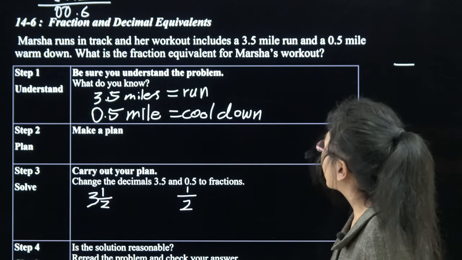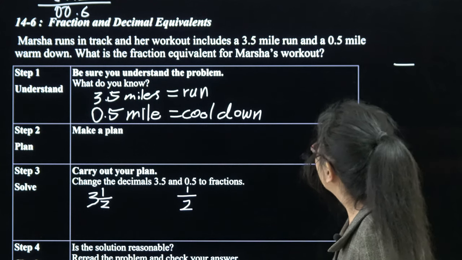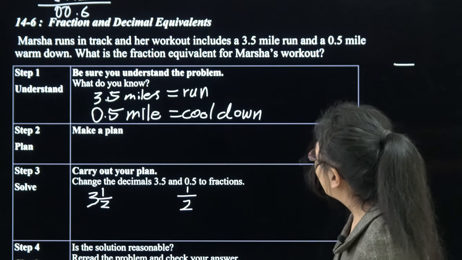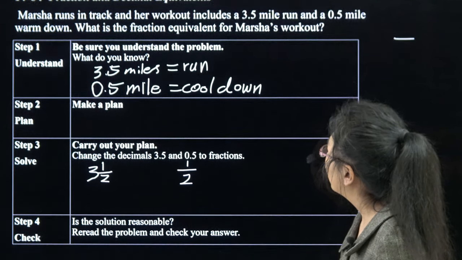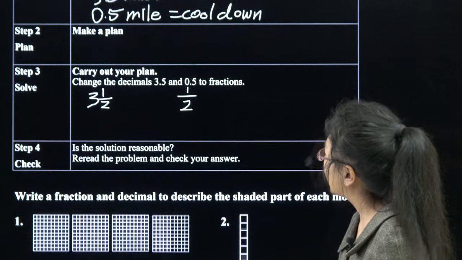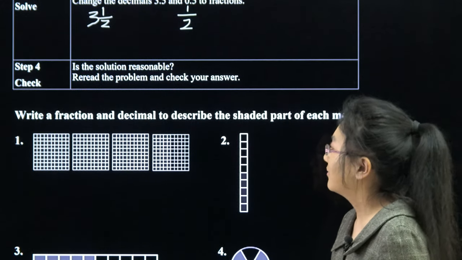Marsha runs in track and her workout includes a 3.5 mile run and a 0.5 mile warm down. What is the fraction equivalent for Marsha's workout? Well, we got all the facts right. So our answer should be fine.